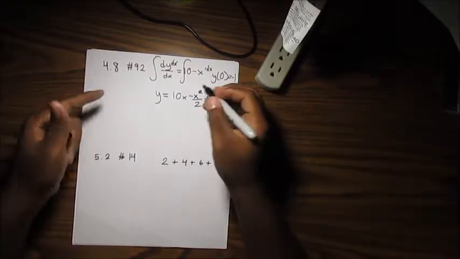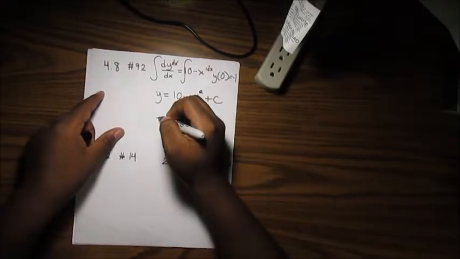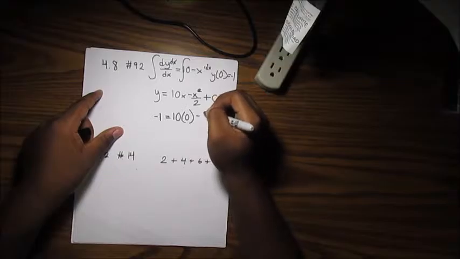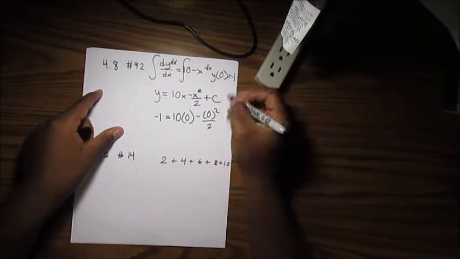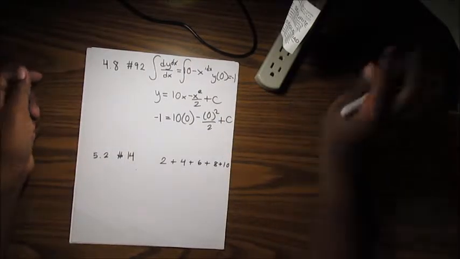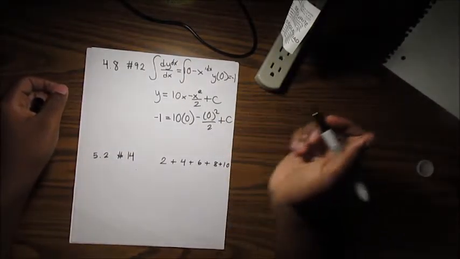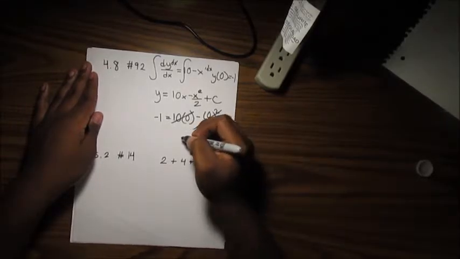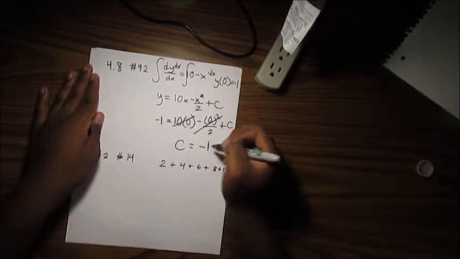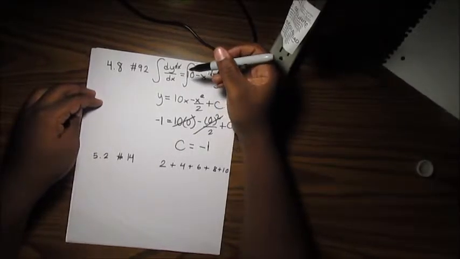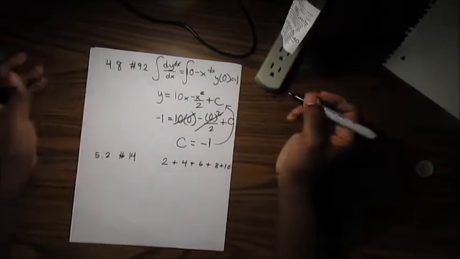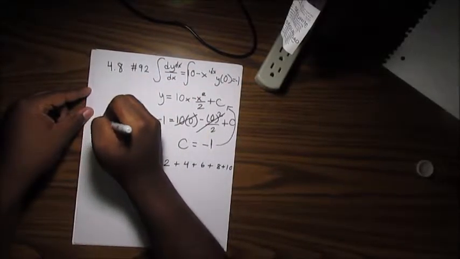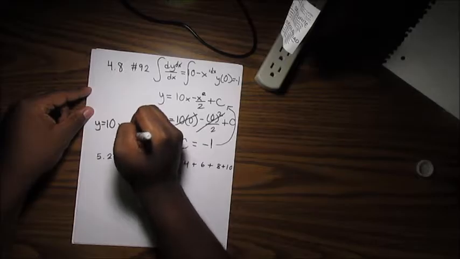When I plug in 0 into the equation in order to find the constant c, negative 1 equals 10 times 0 minus 0 squared over 2, which is still 0, plus constant c. If that's 0 and that's 0, then the constant c must equal negative 1. So we can plug this back into the equation, and we get y equals 10x minus x squared over 2 minus 1.